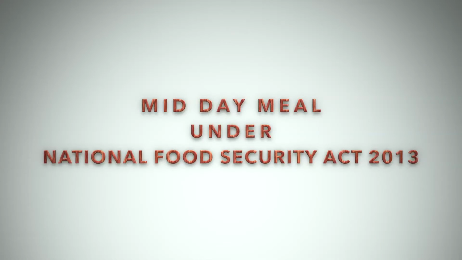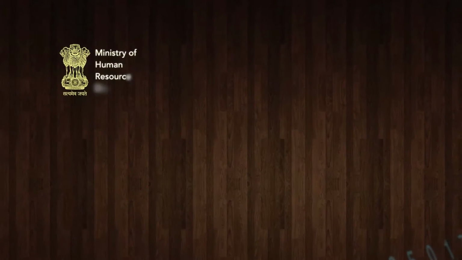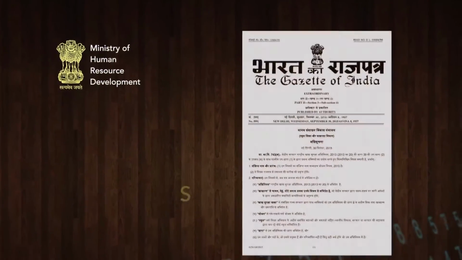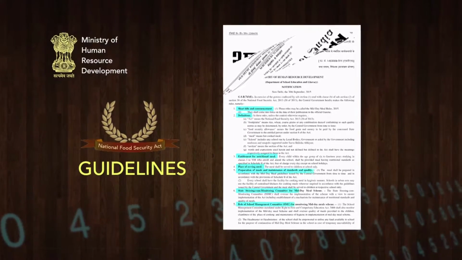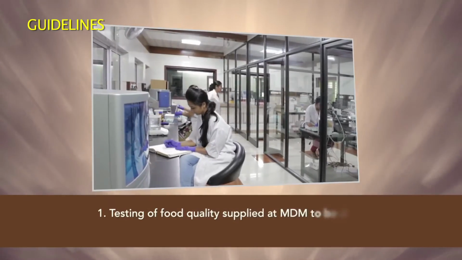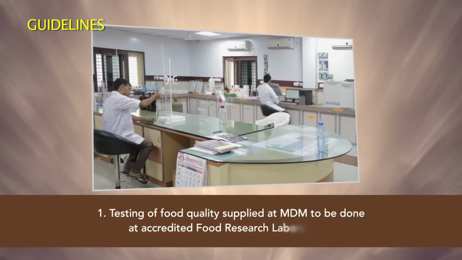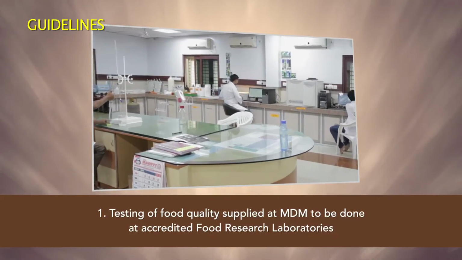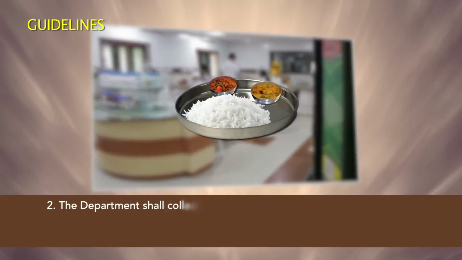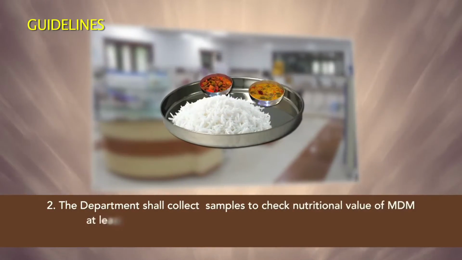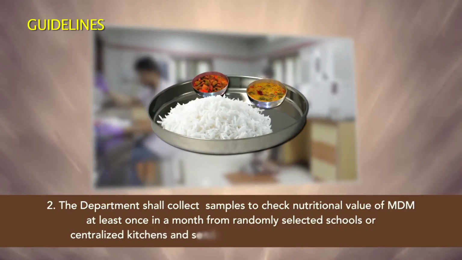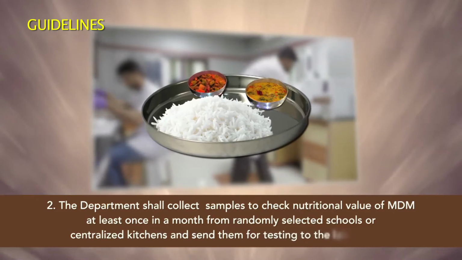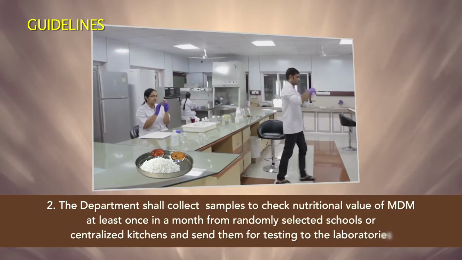Midday meal under National Food Security Act 2013. The Ministry of Human Resource Development has issued the following guidelines pertaining to the National Food Security Act. Testing of food quality supplied at MDM to be done at accredited food research laboratories. The department shall collect samples to check nutritional value of MDM at least once in a month from randomly selected schools or centralized kitchens and send them for testing to the laboratories.